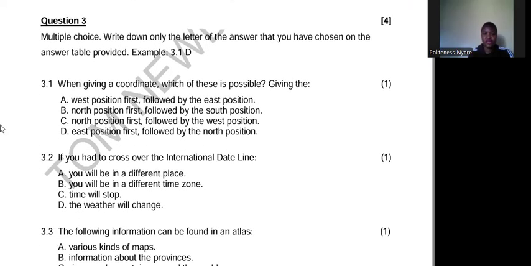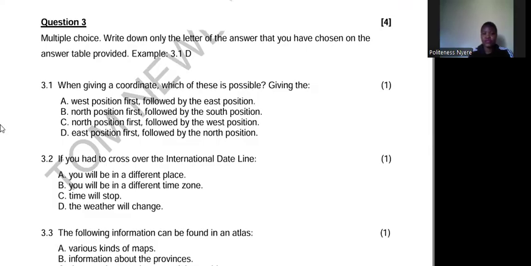Let's move on to question 3. It's again multiple choice. Write down only the letter of the answer that you have chosen on the answer table. Question 3.1: when giving a coordinate, which of these is possible? A, west position first followed by the east position. This cannot be because it's just giving us the longitude, no latitude, so it's not.